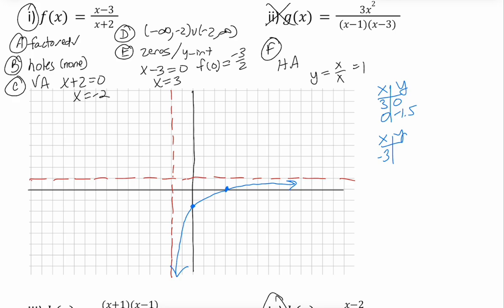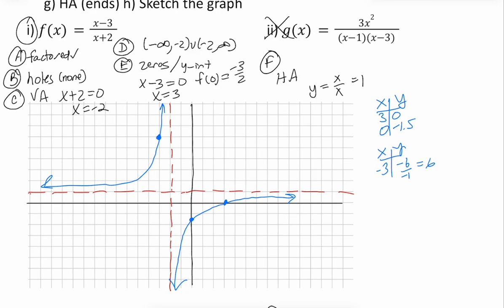If you plug in -3, you get -6 over -1 or 6. That tells me my swoop is captured in that little corner. Because I got to go up here and down there. I am always following the asymptotes on a rational function. Now let's put in our notation. Let's put in the correct notation and let's see what happens.